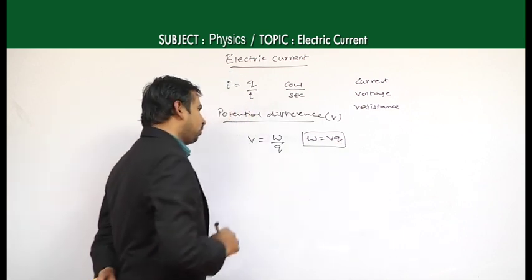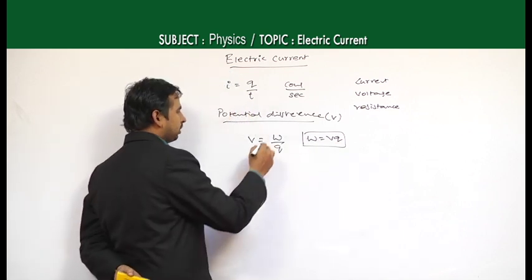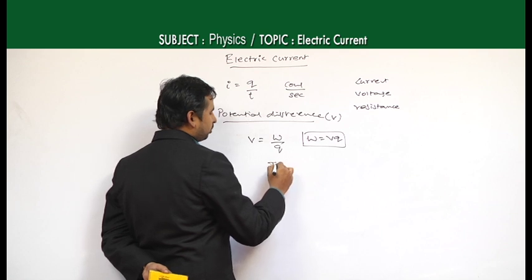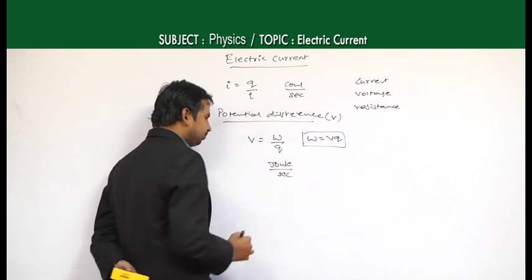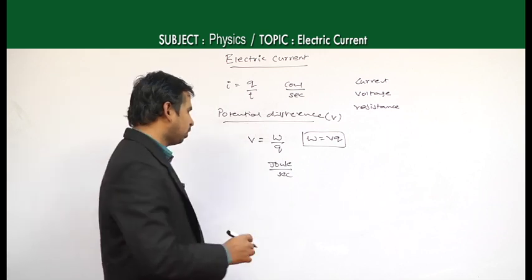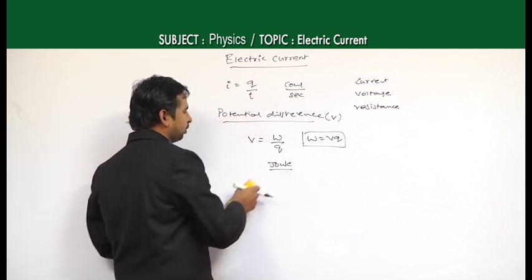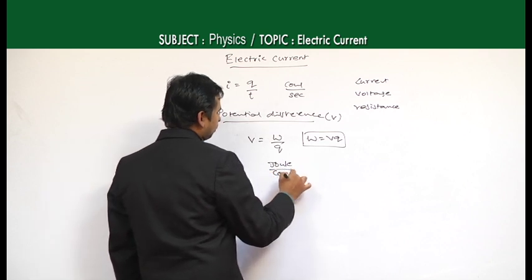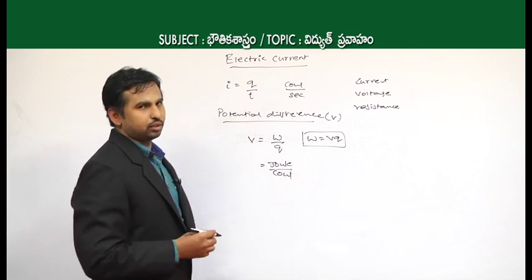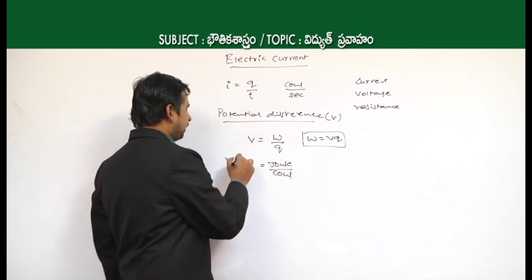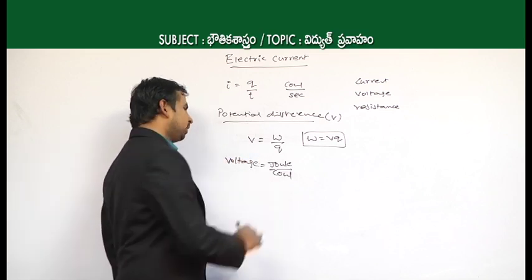If you are taking voltage, its units are as follows: the work done is in joules and Q is the charge in coulombs, so joule per coulomb is the unit of voltage here. That is, the units of voltage are joule per coulomb.